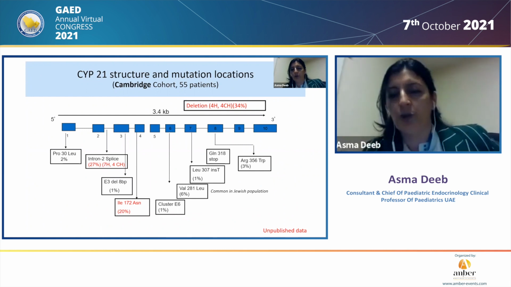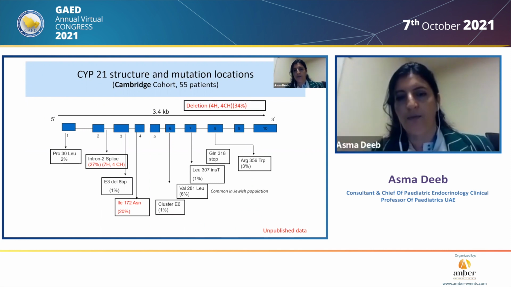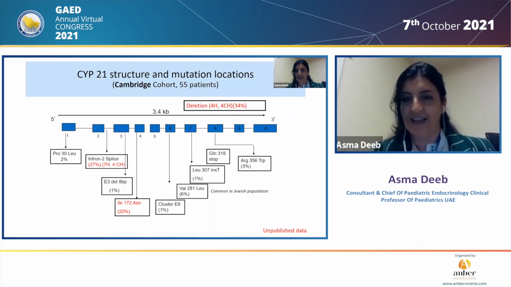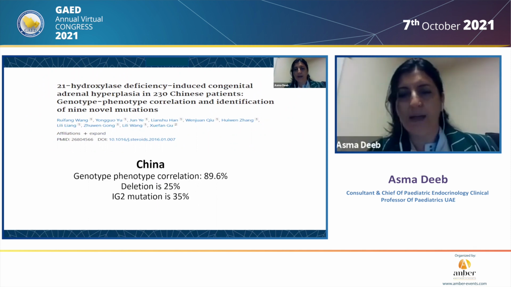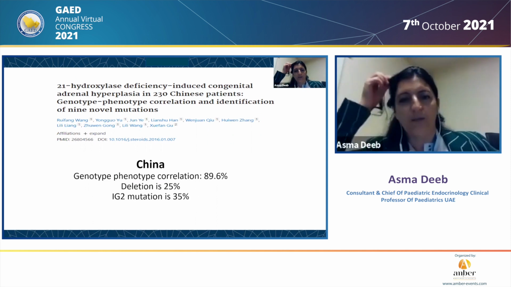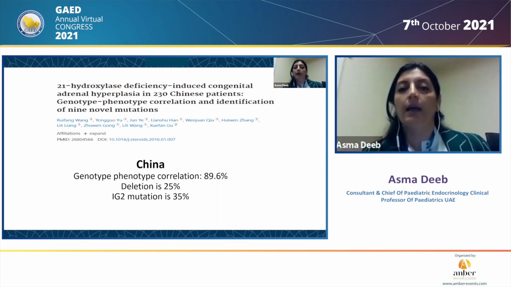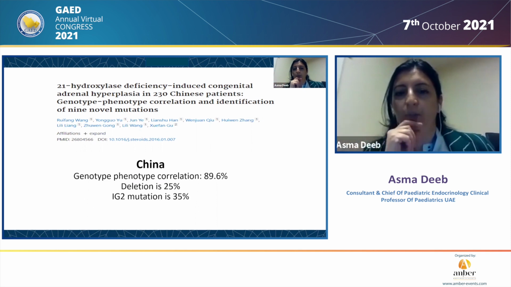This is a cartoon showing some work that I did in Cambridge, showing that the deletion in CYP21 in these Caucasian families is more common than the intron 2 mutation, something that's opposite to what Marianne Yu and her colleagues show. Let me just quickly show you some other studies from the literature on the same concept. This is a study from China looking at the same concept. Which mutation is more common in this population?